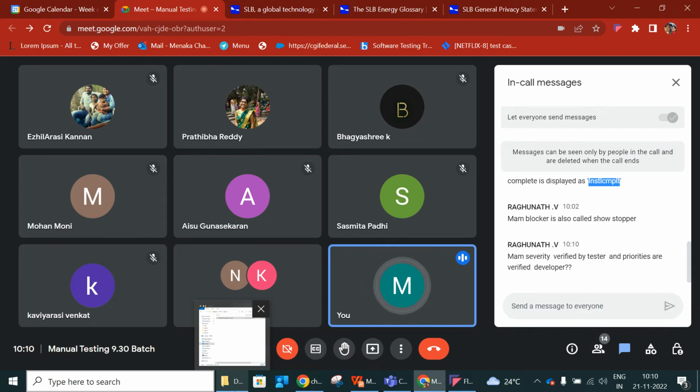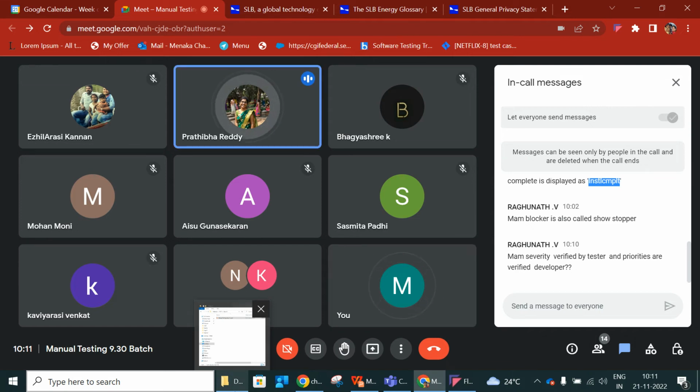They will not ask much about what type of severity, that is a very basic question. But they'll ask you what type of severity there are, what type of priority there are, and who will set it. Raghunath has asked, ma'am, severity verified by tester? Yeah, not verified, set by tester. Severity is set by tester and priority is set by developer or business analyst.